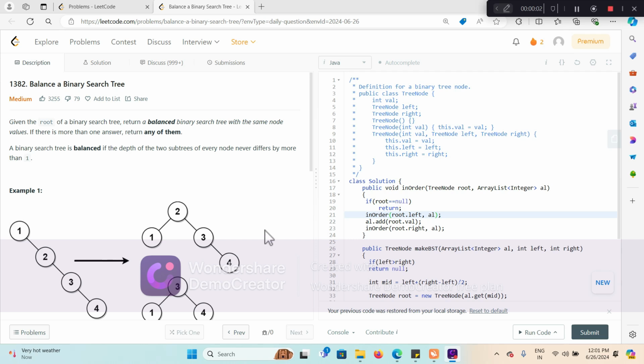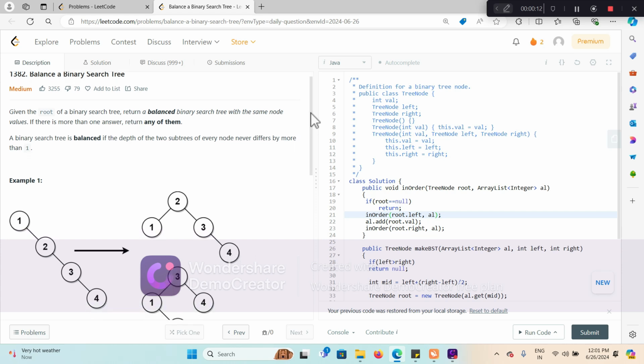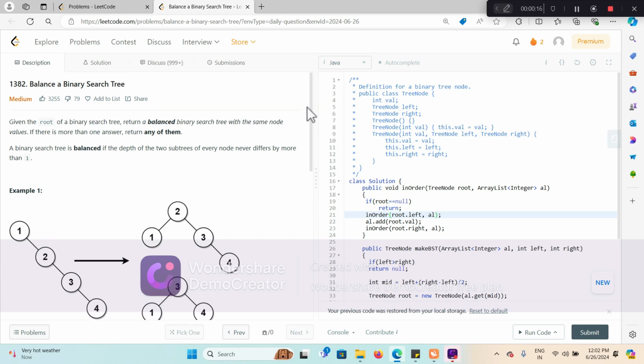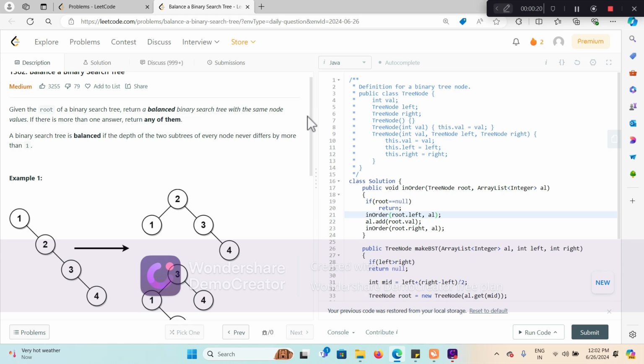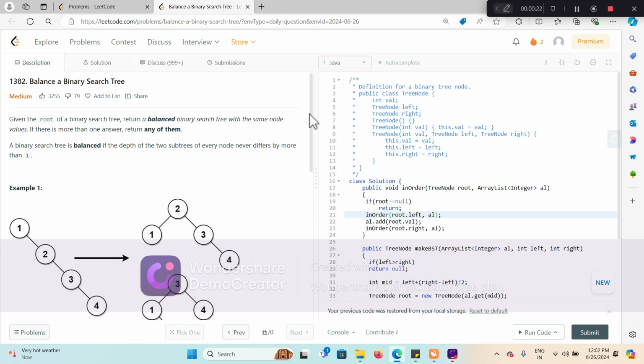Hello everyone, so today I'm gonna solve this problem, balance a binary search tree. So what is happening here is one binary search tree, BST, is given to us, and basically we have to make this binary search tree a balanced binary search tree. Now, what is a balanced binary search tree?